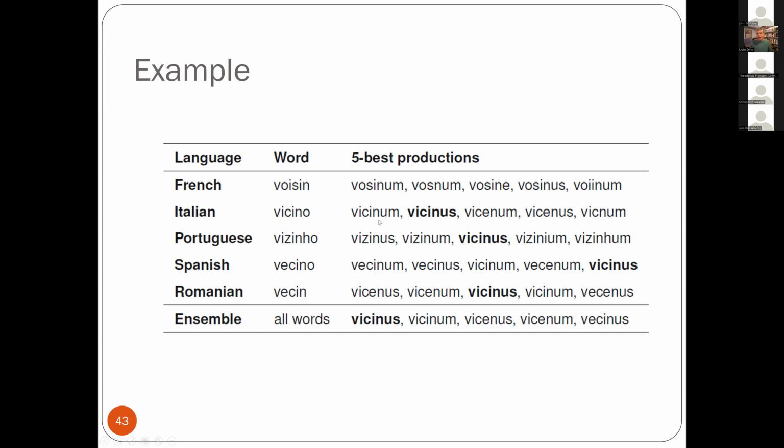For Italian, we see Vicinus occurs in the second position. For Portuguese, on the third position, for Spanish on the fifth position, for Romanian on the third position. When we apply our ensemble algorithm, we see that we finally obtain it. We combine all the words, and the Latin proto-word Vicinus occurs. We obtain it in the first position.